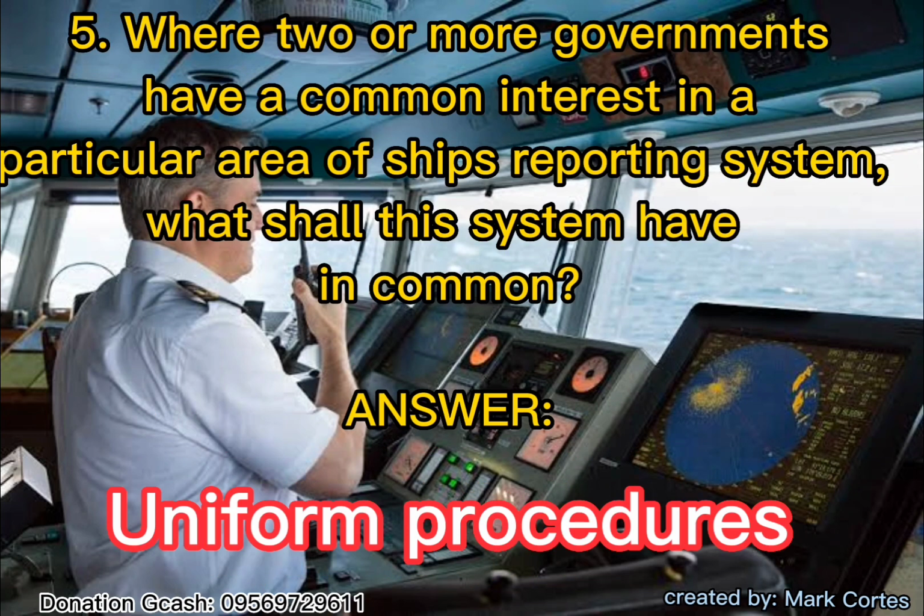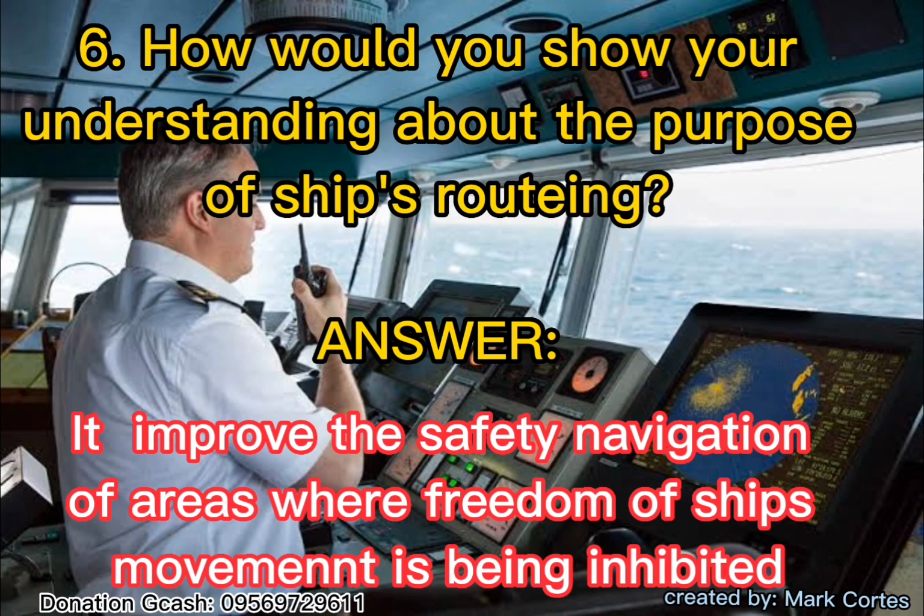5. Where two or more governments have a common interest in a particular area of ship's reporting system, what shall this system have in common? Answer. Uniform procedures. 6. How would you show your understanding about the purpose of ship's routing? Answer. It improves the safety of navigation of areas where freedom of ship's movement is being inhibited.